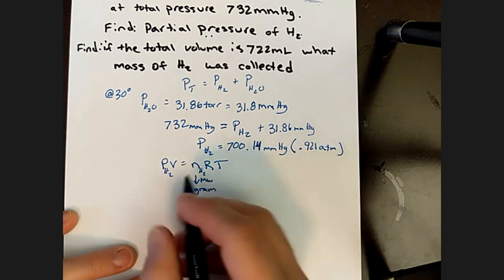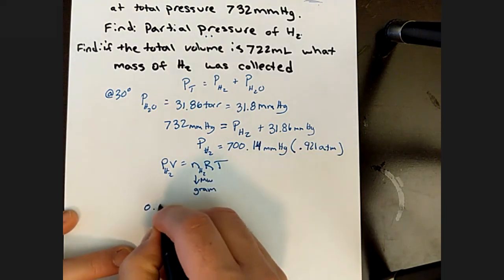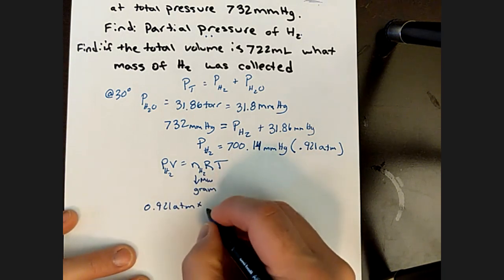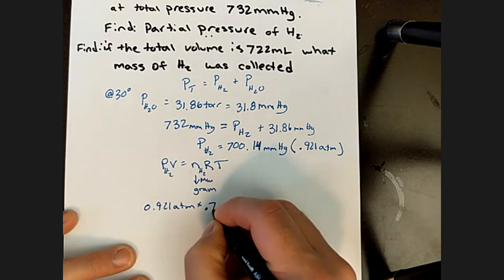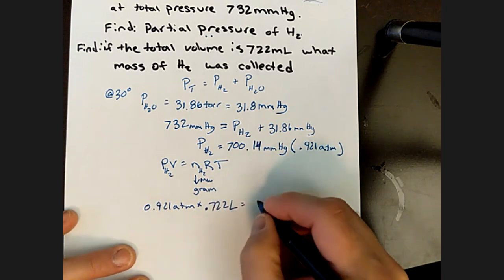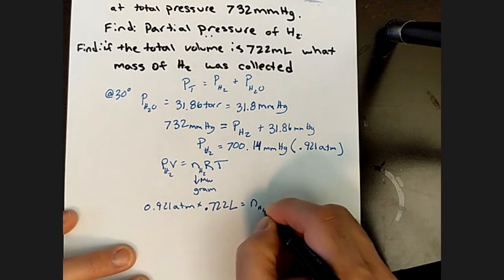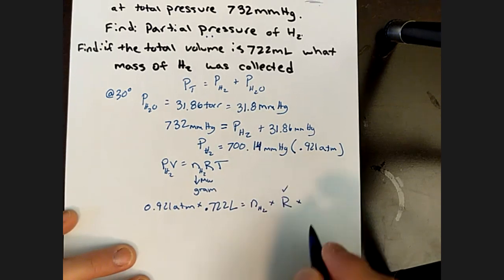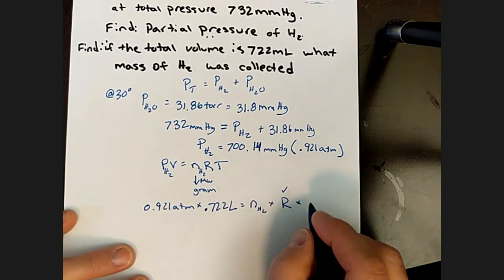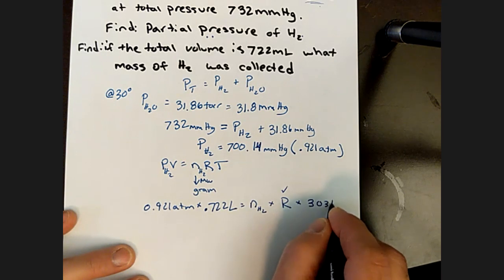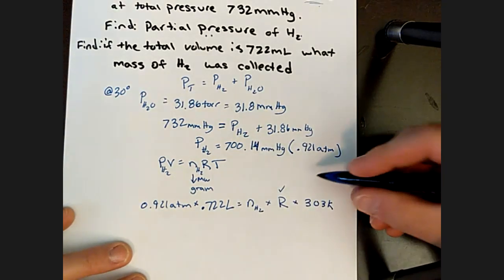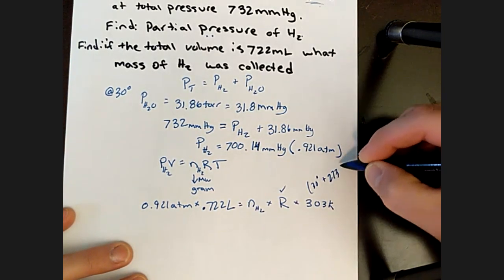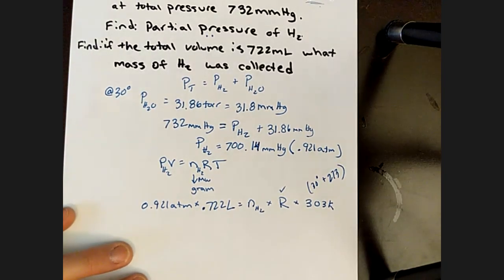So we have the partial pressure of my hydrogen. The volume we're told is 722 milliliters, or 0.722 liters. We don't know the moles of hydrogen, that's what we're looking for. R is the gas constant, we have that value. And this was at 30 degrees C, so this is 303 Kelvin, which is 30 degrees C plus 273.